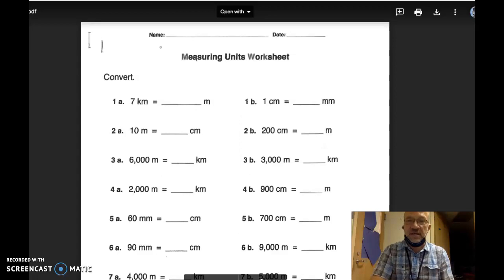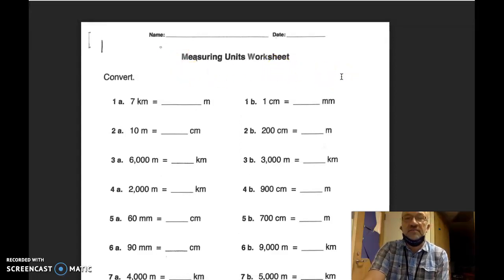Today you are going to do two sheets of conversion. I put the chart on the bottom of one of them so you can look at that as you are trying to convert different ones like kilometers into meters, meters into kilometers, whatever it might be.